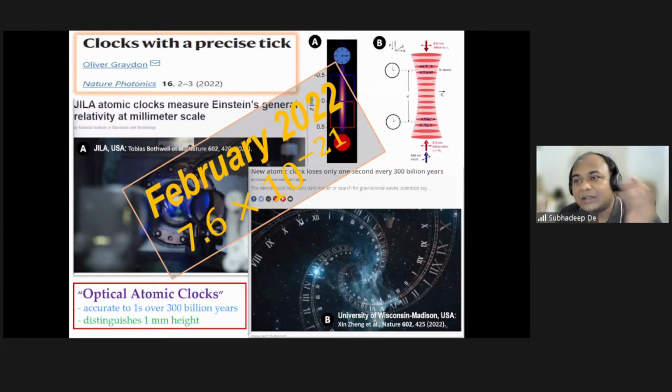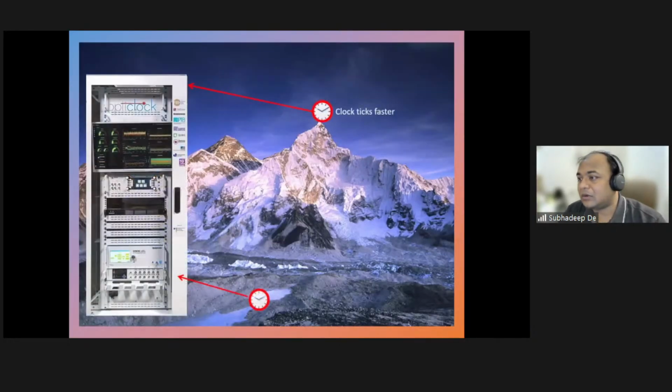So if you can miniaturize these clocks in a small box which can be transported on top of a mountain, let's say on top of Everest, and place two clocks, one on top of the mountain and one on the bottom of Everest, then these two clocks will be able to measure 1 millimeter or sub-millimeter change over 1 year or so on.